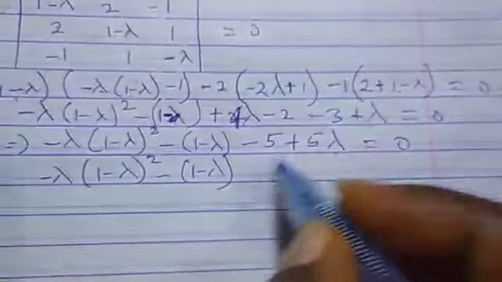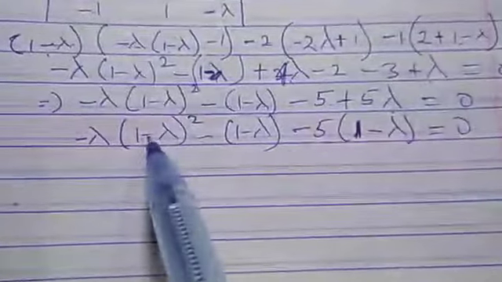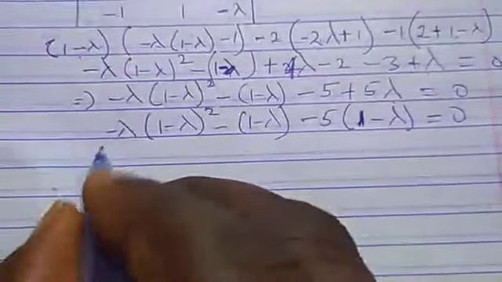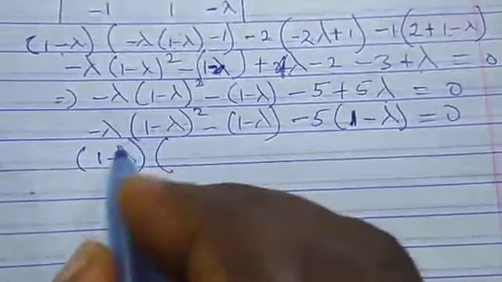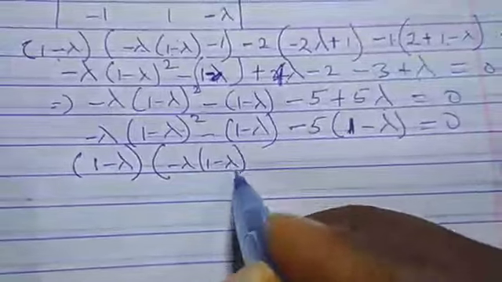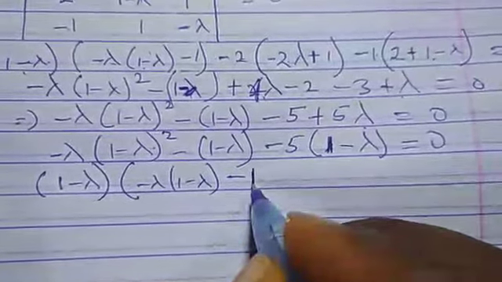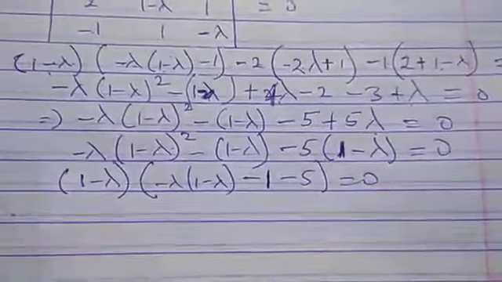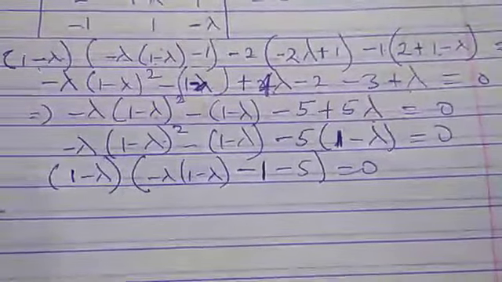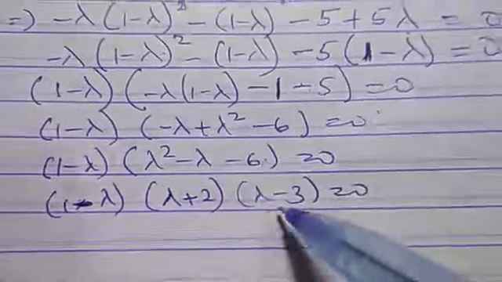So something is common, minus 5 is common. So factorizing, we have 1 minus lambda equal to 0. You now see that in all cases, 1 minus lambda is common, so let us bring it out. So we have 1 minus lambda. When we bring it out here, it will remain minus lambda into 1 minus lambda. Minus, nothing will be here again, so it just remains 1. Here will remain 5, equal to 0. From this place, we can simplify, and this is now quadratic factorization.